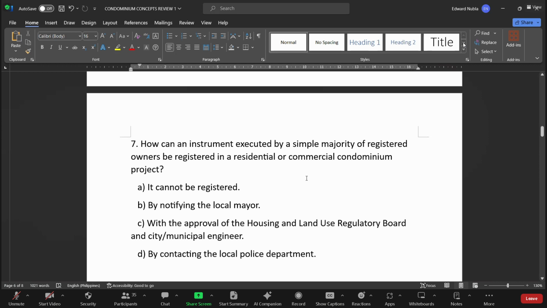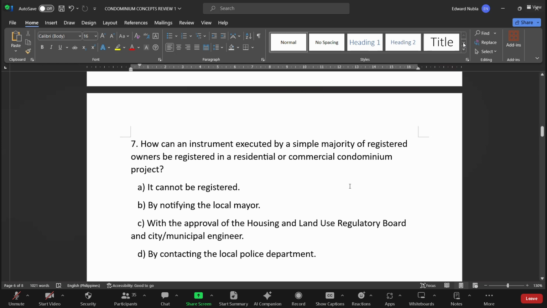7. Sir James John Castillet. 7. How can an instrument be executed by a simple majority? Letter C, sir, with approval of the Housing and Land Use Regulatory Board and the City Municipal Engineer. Okay. The instrument of amendment or revocation is executed by simple majority with the approval of the DSUD and City Municipal Engineer.